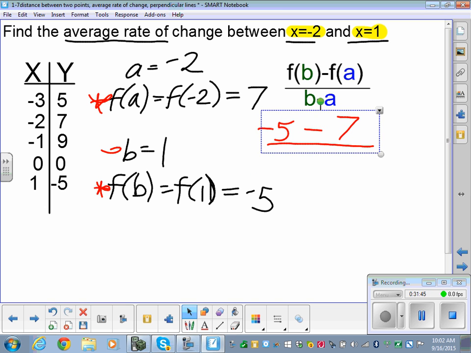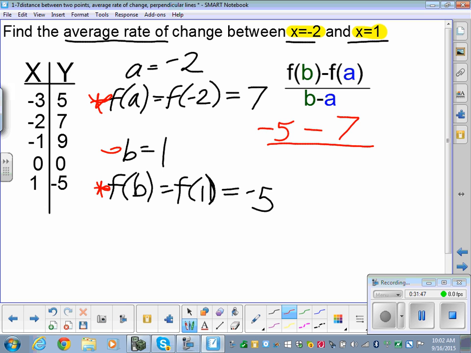Okay, back in business. So B is 1 minus A. A is -2, so minus -2. So then I continue to simplify. -5 minus 7 is -12. And then we have over 1, -12.